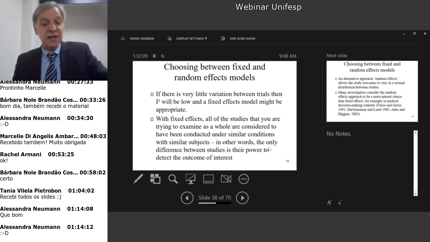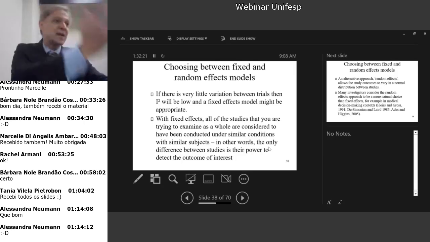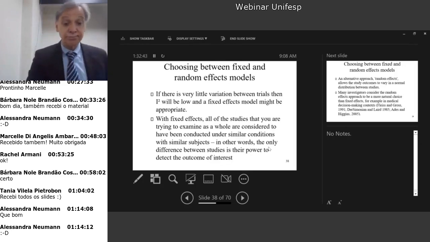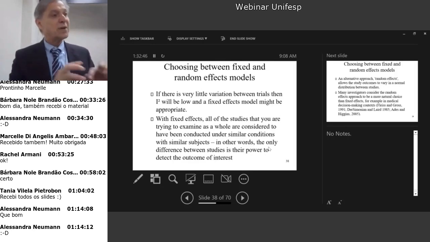With a fixed effect, all the studies you are trying to examine as a whole are considered to have been conducted under similar conditions with similar subjects. That's the assumption. In other words, the only difference between studies is their power to detect the outcome of interest. This is exactly what I said in the beginning. So again, this is an important concept. To make the decision to present your data as a fixed effect model, you need to be certain that heterogeneity is not a big issue here, and the I-square is your best measure, okay? If it's very, very low, you present a fixed effect. You have evidence in favor, and you assume all the studies were conducted in similar conditions, because what really affects I-square is the different conditions.